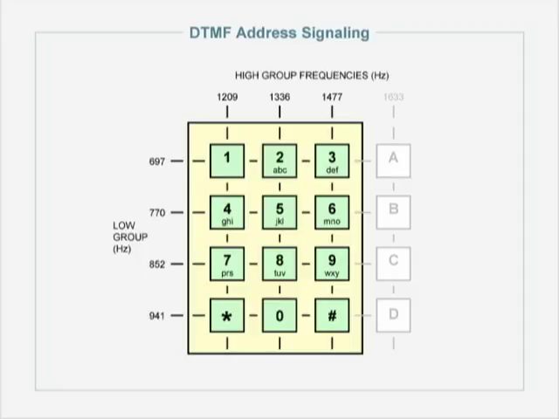And for example, if you look at this chart, if we wanted to signal a 4 from the telephone to the telephone switch, we'd press the 4 button and it would generate 2 tones at the same time. In this example, one at 1209 Hertz and one at 770 Hertz. So 2 tones out of multiple frequencies, dual tone multiple frequency.